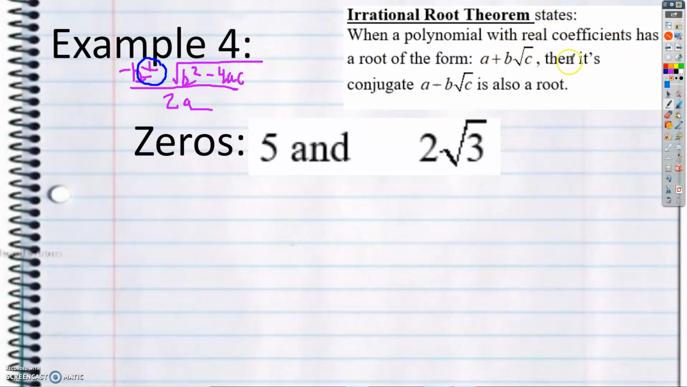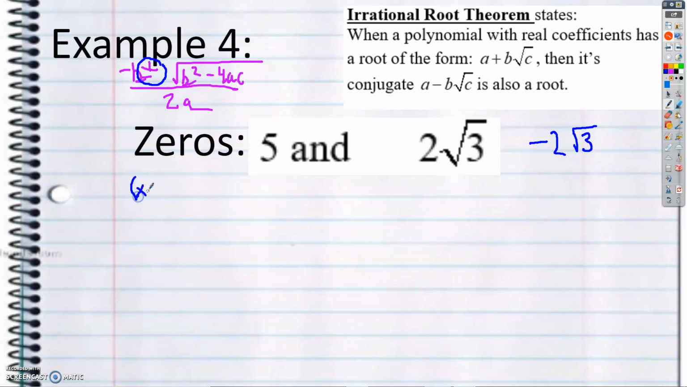When a polynomial with real coefficients has a root of the form a plus b times the square root of c, then its conjugate a minus b times the square root of c is also a root. So basically, if this is a positive 2 times the square root of 3, another root we could have is the conjugate of it, which is a negative 2 square root 3. So we just have to have the positive version of it and the negative version. Okay? And now that we have our roots and we know that we have 3 roots, we have to write it in factored form first, and then we're going to write it in standard form.